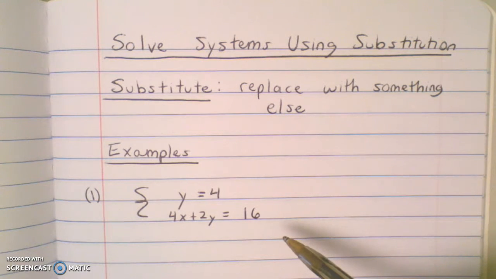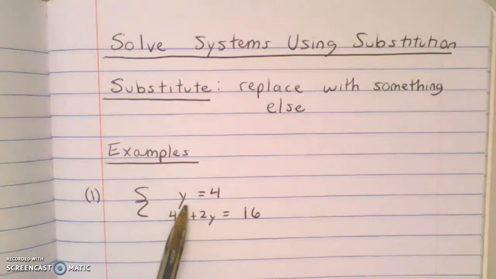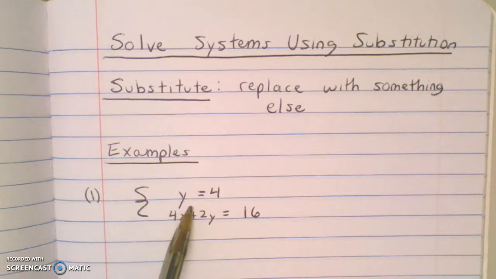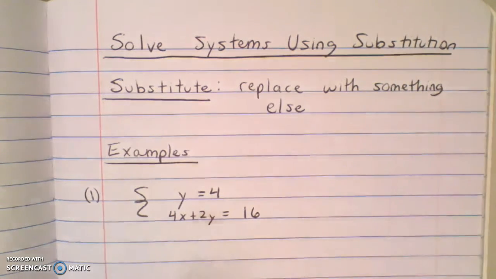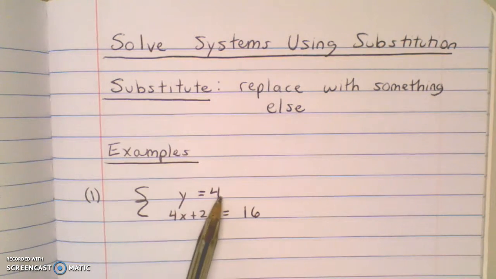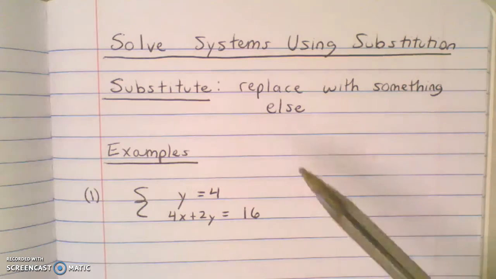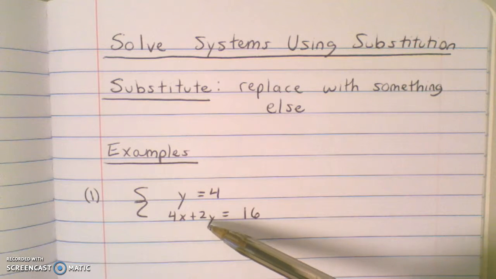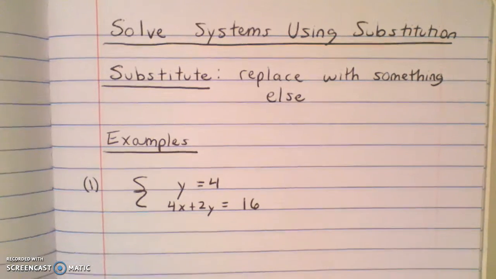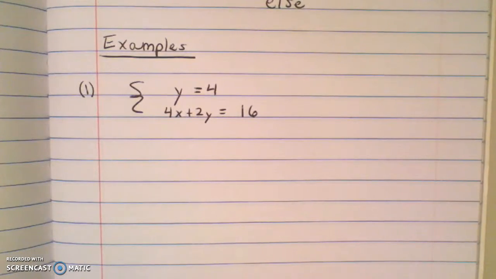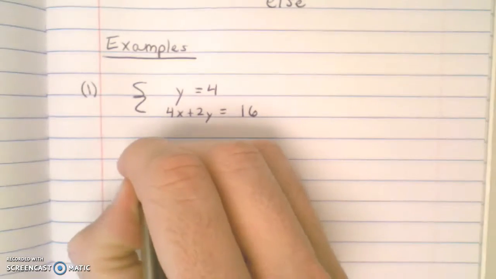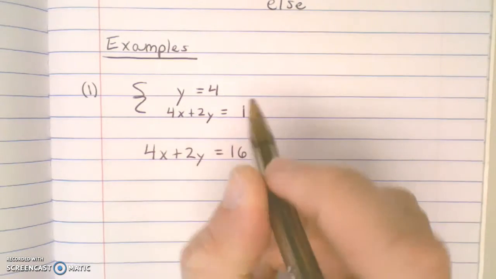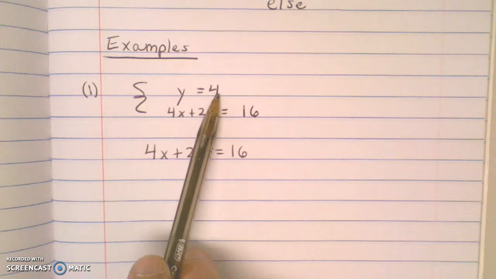And what tells me to do substitution is that I have one of the variables, y, that's solved for already, which means the y is all by itself, and it's just equal to one other thing. So in this case, y is equal to 4. So what that's telling me is that I can take this value for y and substitute it in for y in the other equation. Because if y equals 4, well then in the other equation, I'll just rewrite it out, I can replace the y with 4.